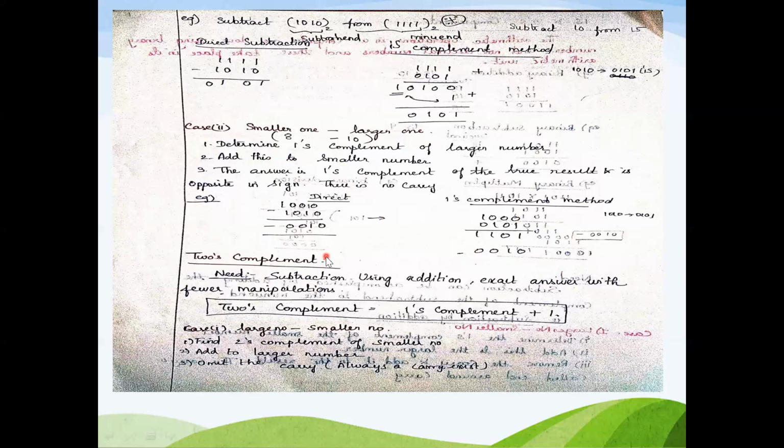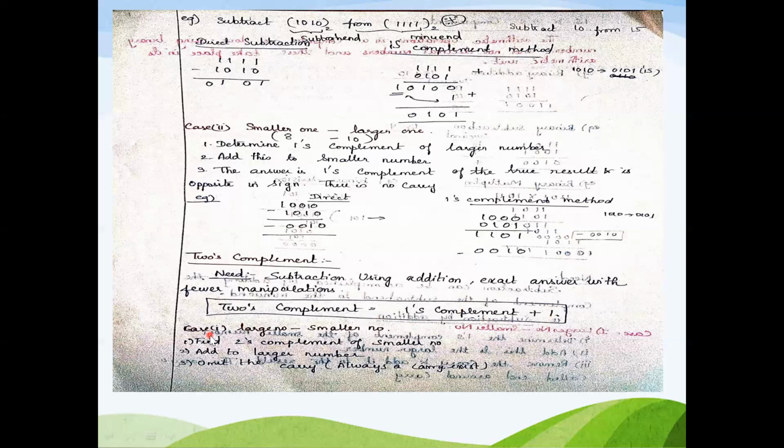Next we shall move on to 2's complement. Subtraction using addition, where we want the exact answer with fewer manipulations also. So 2's complement can be written as 1's complement plus 1. This is the formula to find the 2's complement: we take the 1's complement and add 1 to it.